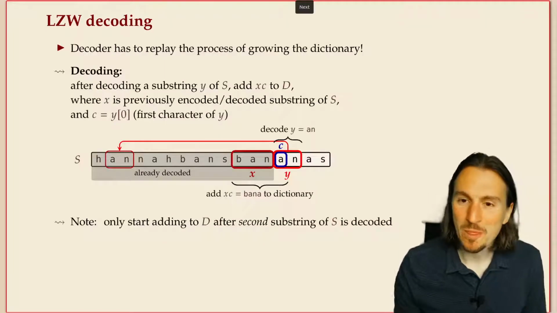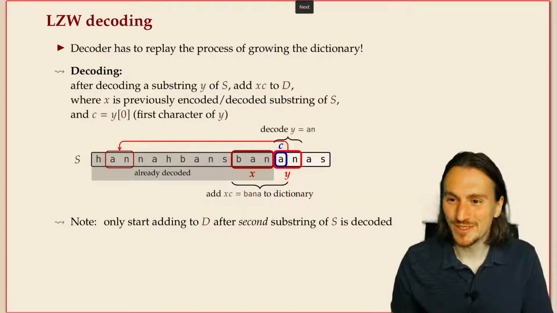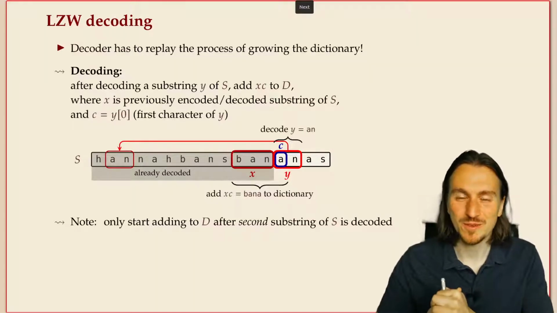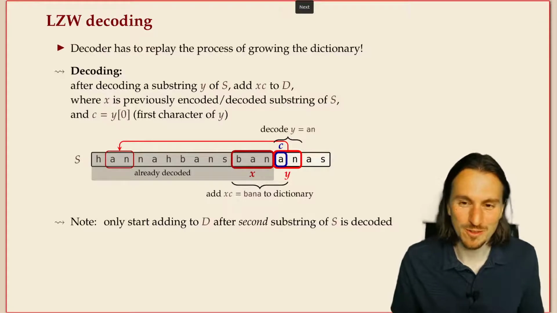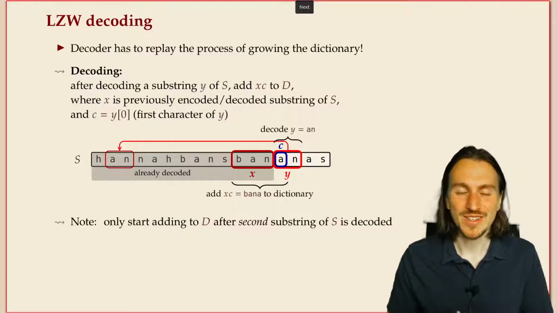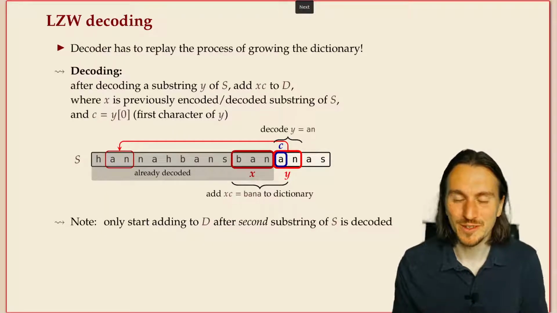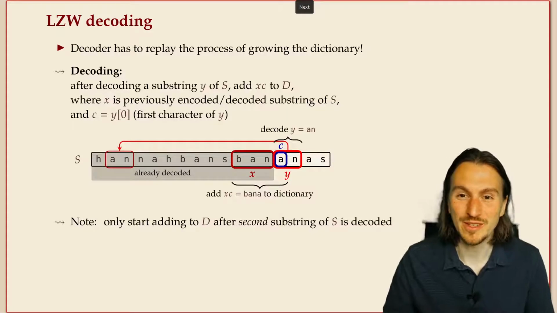All right. We can now encode with Lempel-Ziv-Welch and achieve great compression. But of course, a compression algorithm is only useful if we can also decode it. So in the next part, we will look at how to decode with Lempel-Ziv-Welch, how to decode the output of the encoder.